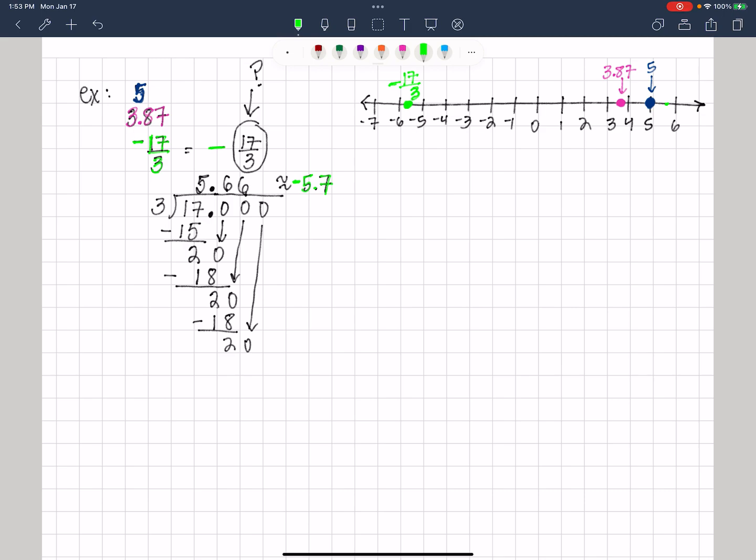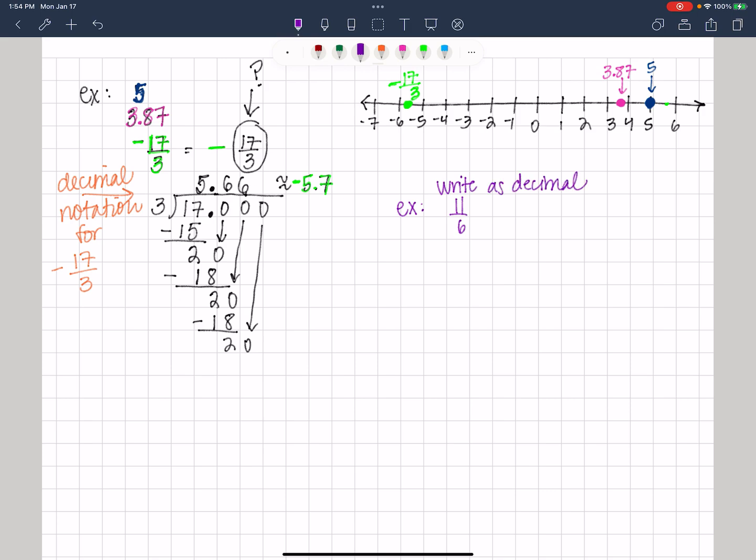Okay, decimal notation. I just showed you decimal notation, so this is called decimal notation for 17 thirds, or the opposite of 17 thirds. That's what we did. Let's practice a few here. So let's try decimal notation for 11/6. So 11/6, we're going to write this as a decimal.